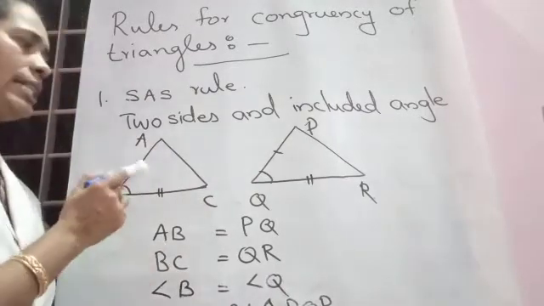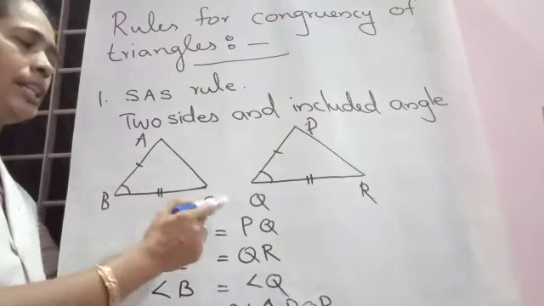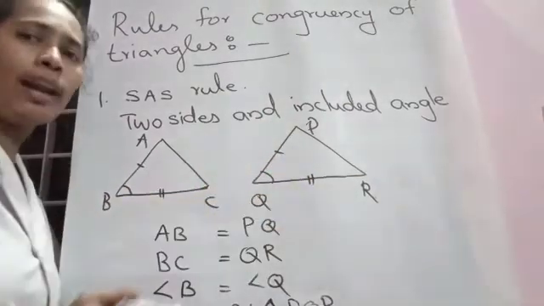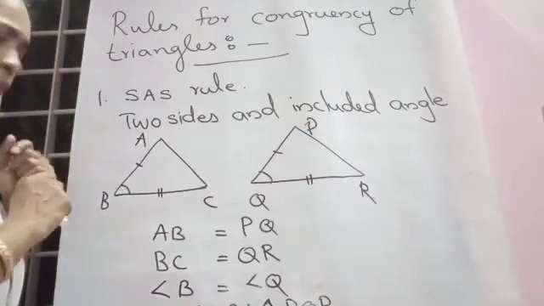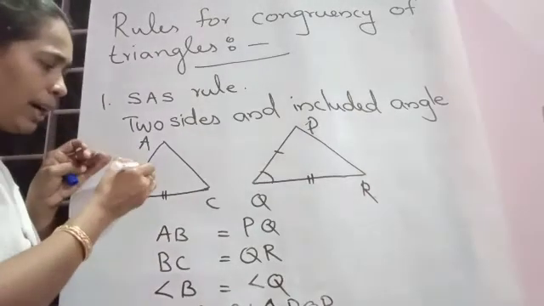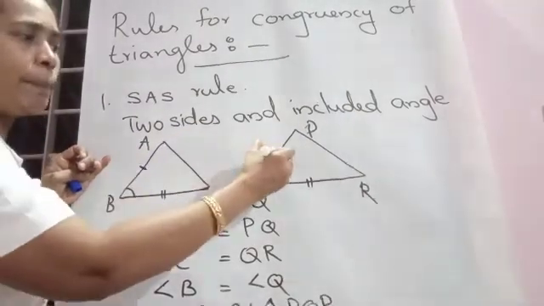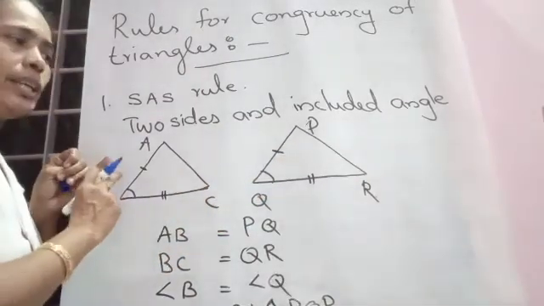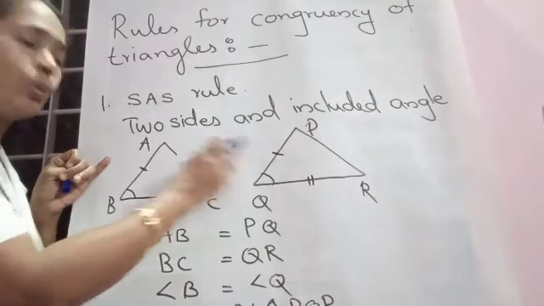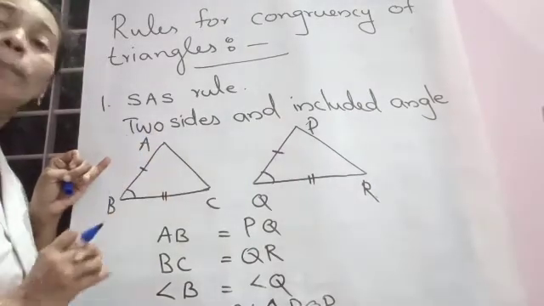Now look at the board. Teacher has drawn a figure. A, B, C, P, Q, R has been drawn to you. And for this figure, AB teacher has marked with a single line. Here PQ also with a single line. That means that AB is equal to PQ.